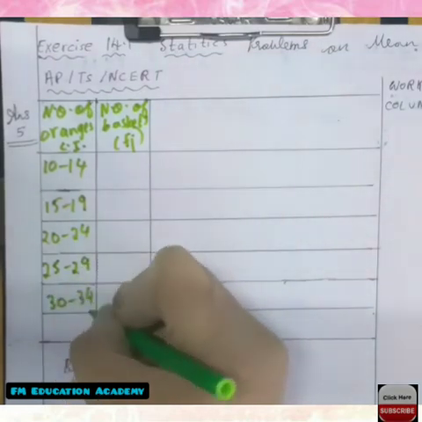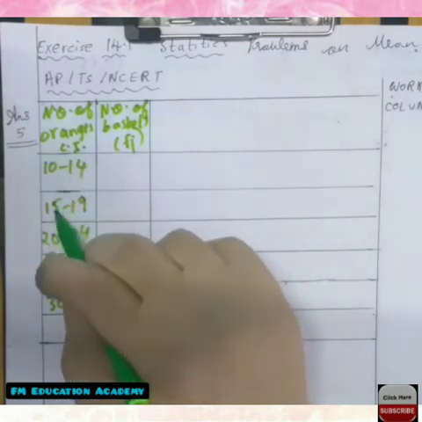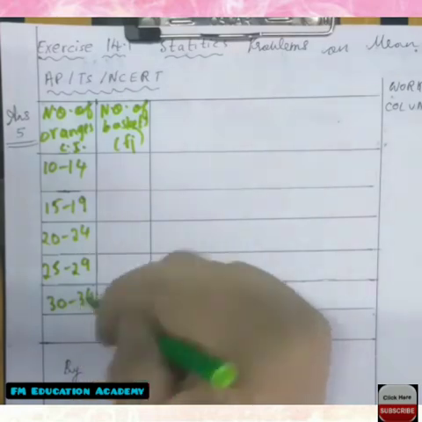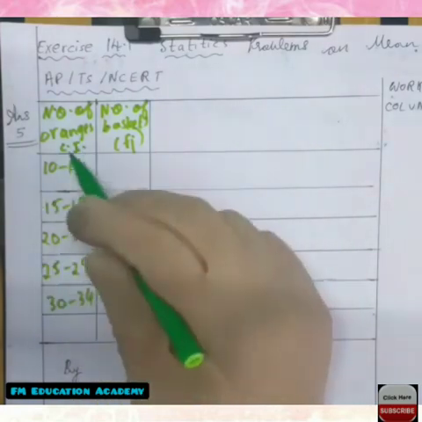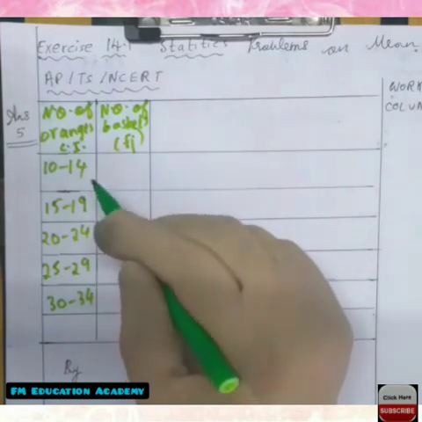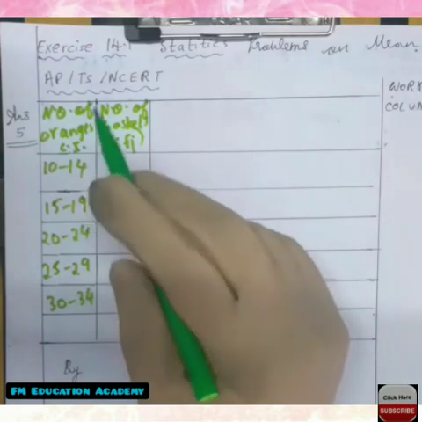Now you must be wondering, here the classes are not continuous. It's ending at 14 and then it is starting at 15. It's ending at 19 and it is starting at 20. And it goes in a similar pattern. So you must be wondering why we are not making classes continuous. No need to make classes continuous in mean. We need to make classes continuous only in median and mode.